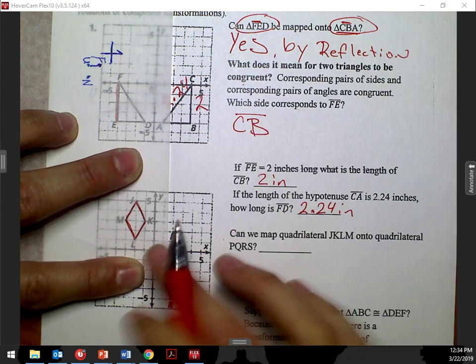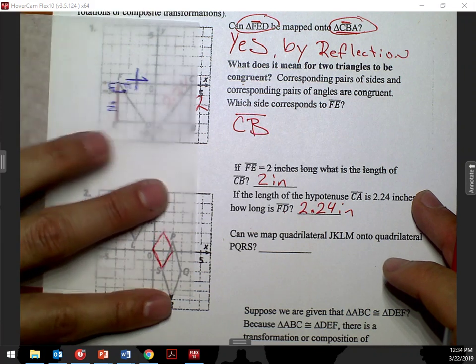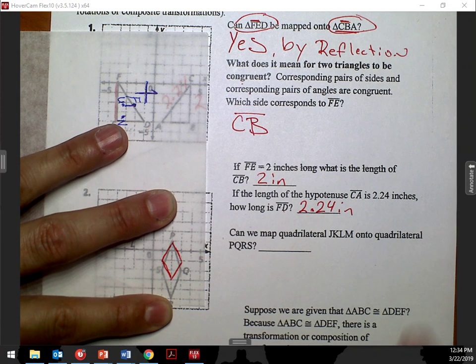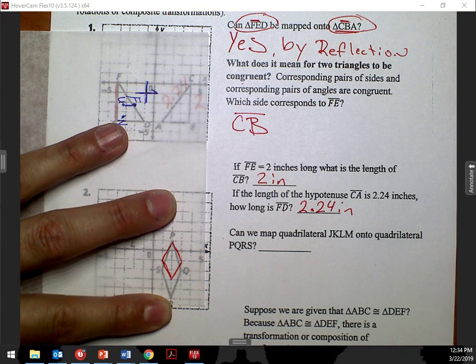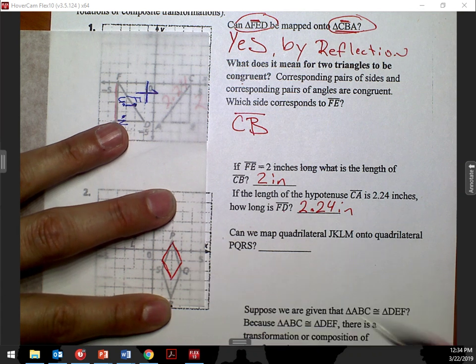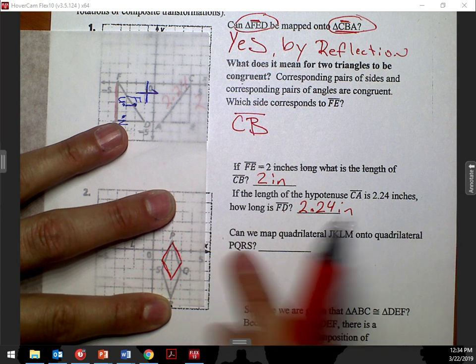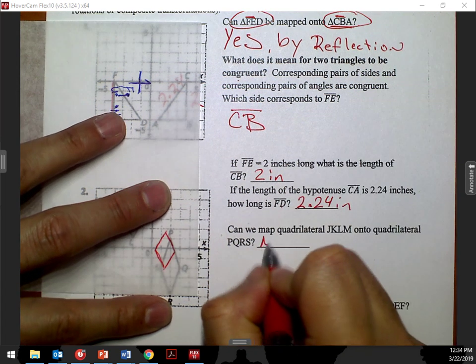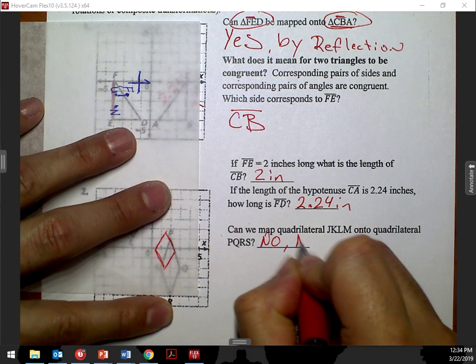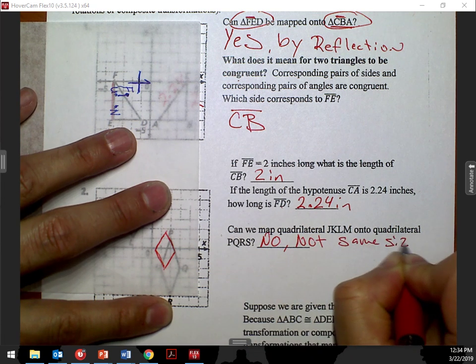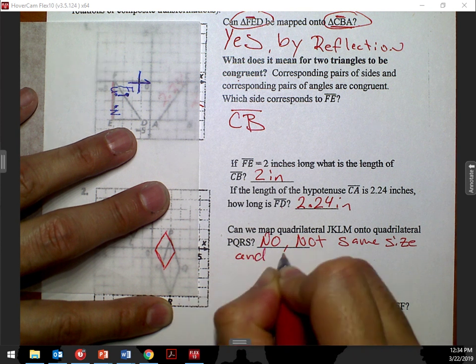There we go. So I traced that one now. Can I map it onto the other one? No. So what does that mean if that's no? That means that they're not the same size or shape. Okay, in this case it's actually kind of both size and shape, because they're not the same. So for this one right here, and this is going to be a no, these are not the same size and shape.